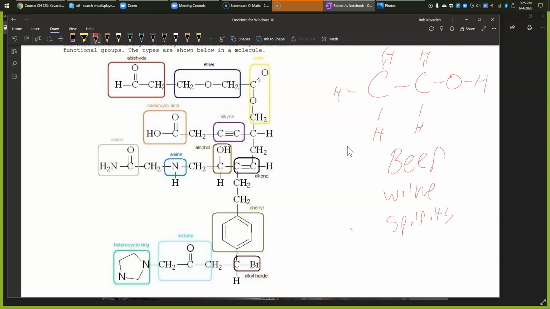It's fundamentally different. 1, it's a liquid at room temperature instead of a gas. 2, it can inebriate you instead of just catching you on fire. Not that it can't catch you on fire, because it can.